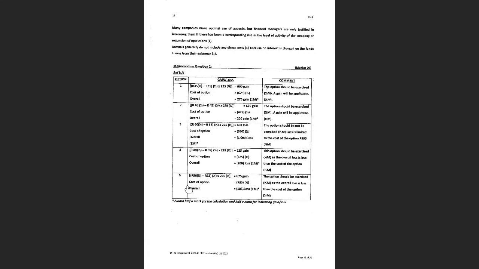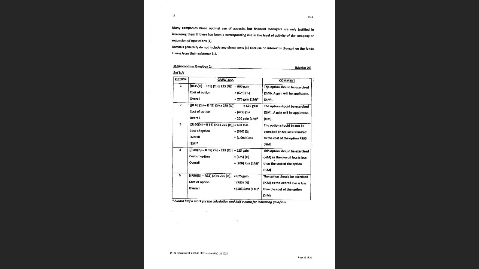Okay, so here's your calculation. So actual calculation has been done, and again, you can do it however you want to. You must specify whether it is a gain or a loss. If you just write down the Rand value, you can lose a half a mark because they've asked you to state whether it's a gain or a loss. And I will show you, at the bottom, award half a mark for the calculation, and there's a half a mark for indicating whether it's a gain or a loss. So if you leave that out, you're going to lose 2.5 marks.